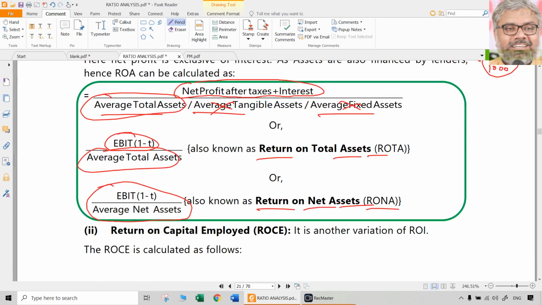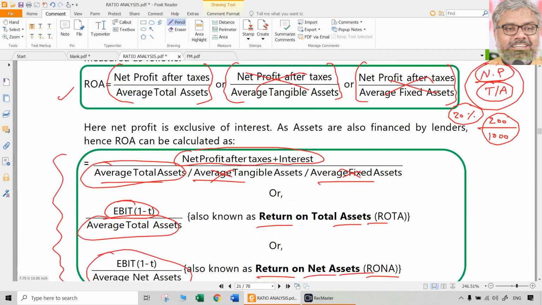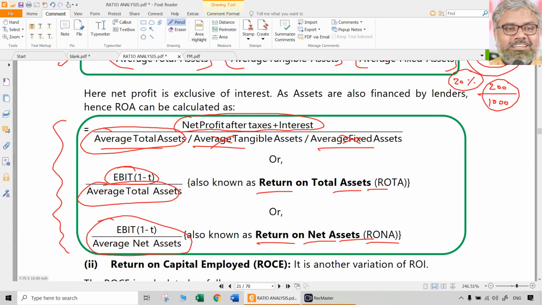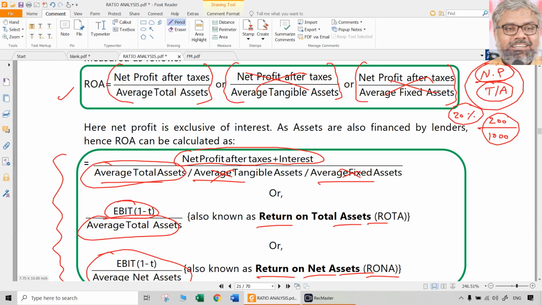But if any other variation is asked, it has to be used according to the requirement and information given in the question. Normally, these variations are not separately asked or separately given. Even if they are asked, the explanation of that will be given. So, if just return on total assets is asked, you can take either net profit by total assets, or EBIT into 1 minus tax rate divided by total assets. Either of them is okay. These are just variations and different types of formula used for the same thing.